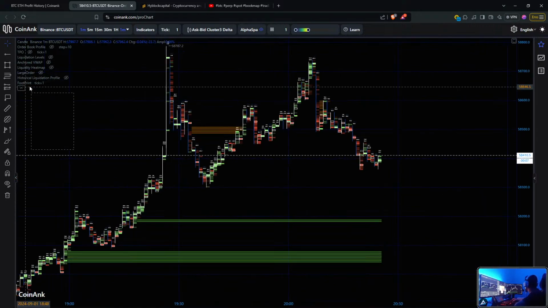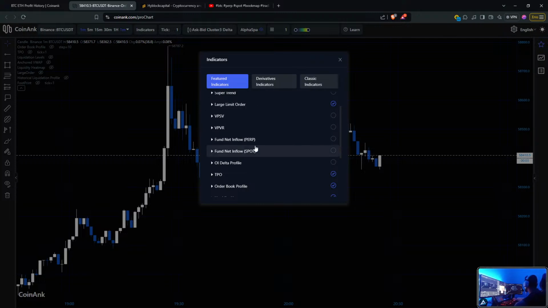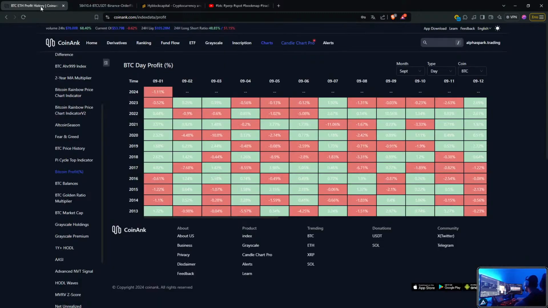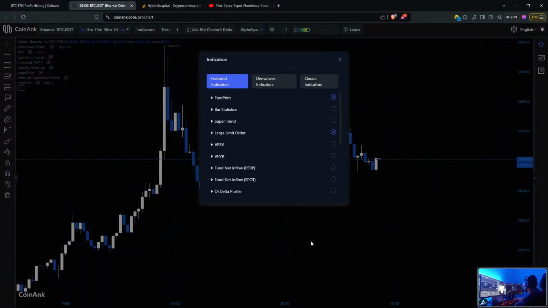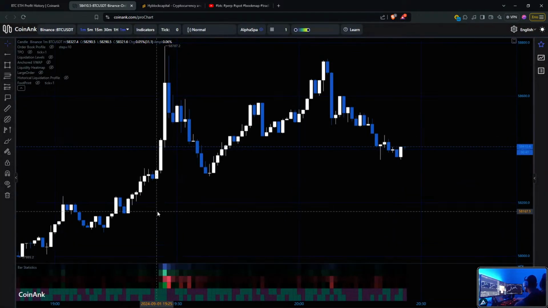So I guess that is it. In indicators here, you have a bunch of other things that you can look into. Most of the things that you have here on the derivatives and on the charts, you will have here, but they will basically be plotted on the chart itself.